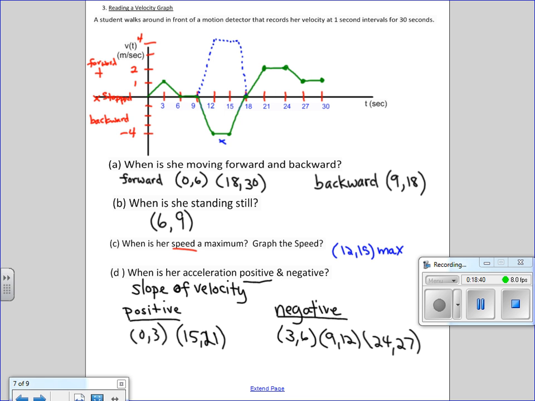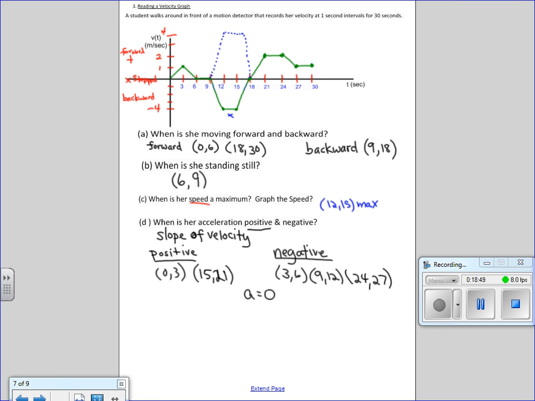And note, anytime that you have a flat line, that means your acceleration is 0. So a equals 0 wherever the slope is 0: 6 to 9, 12 to 15, 21 to 24, and 27 to 30. All of those intervals, the slope is equal to 0.